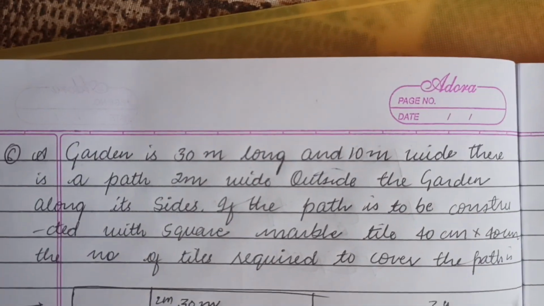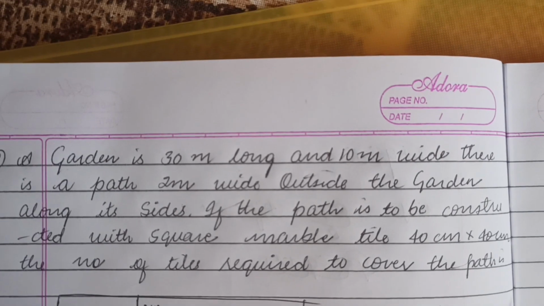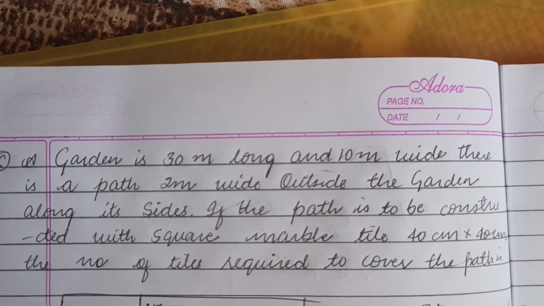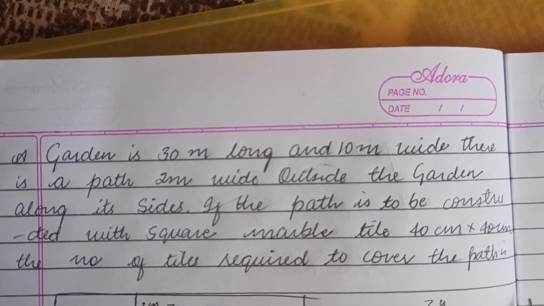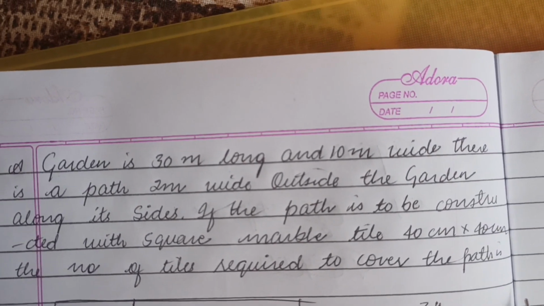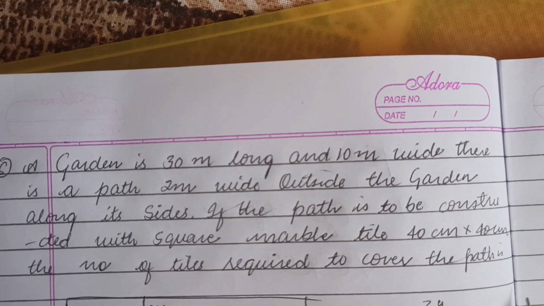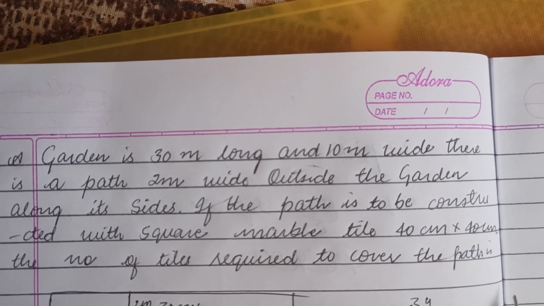A garden is 30 meters long and 10 meters wide. There is a path of 2 meters wide outside the garden along its sides. If the path is to be constructed with square marble tiles of dimension 40 cm by 40 cm, the number of tiles required to cover the path is.